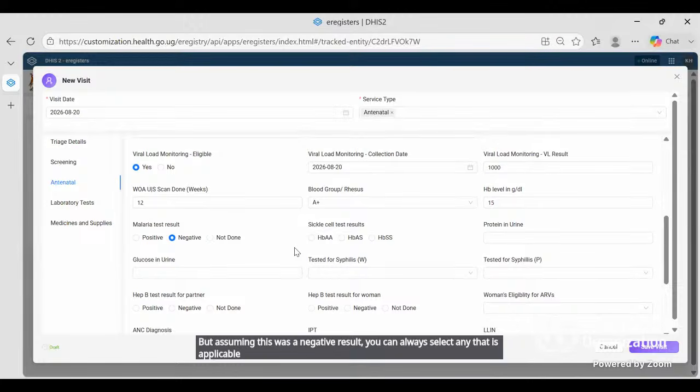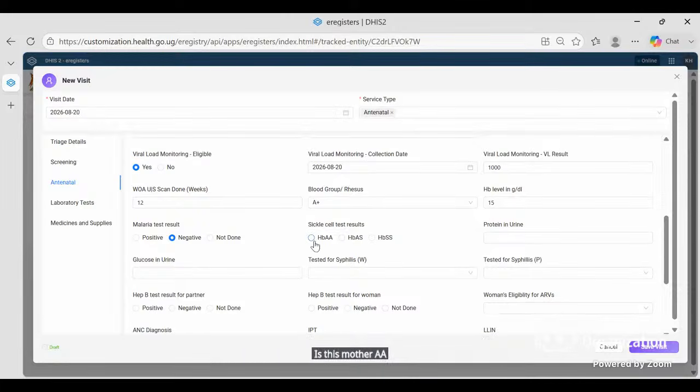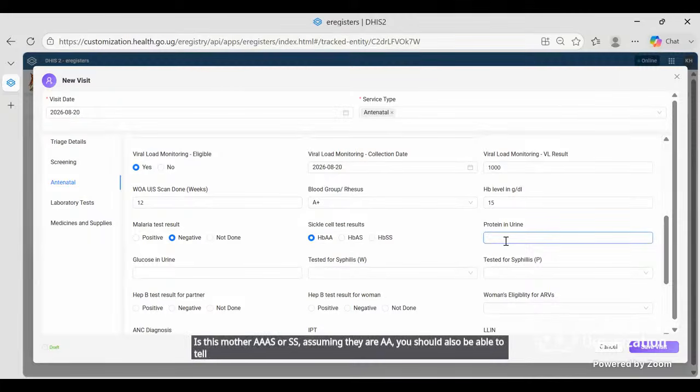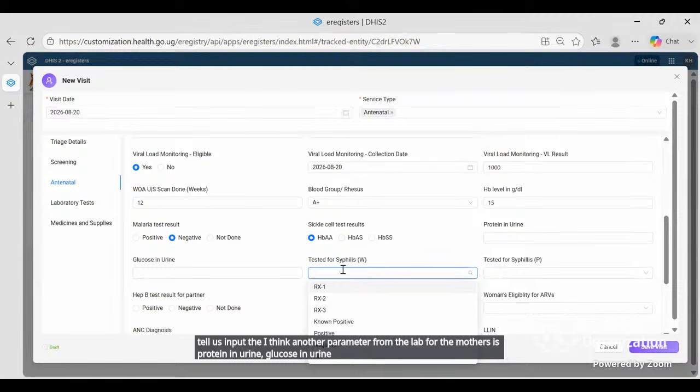We are also keen on the sickle cell screening, or the program is keen on sickle cell screening. And as it was in the register, you should be able to tell us if you have screened, is this mother AA, AS, or SS? Assuming they are AA, you should also be able to tell us. Input, I think another parameter from the lab for the mothers is protein in urine, glucose in urine. If they were tested for syphilis, there are these different codes.